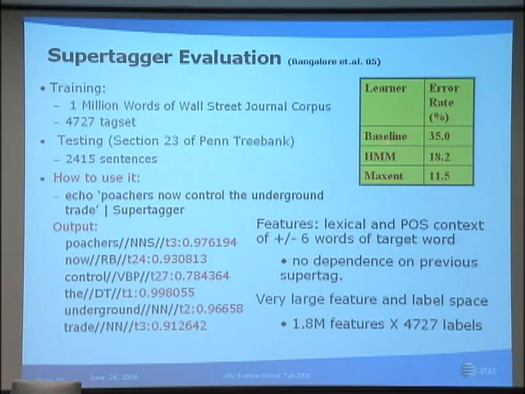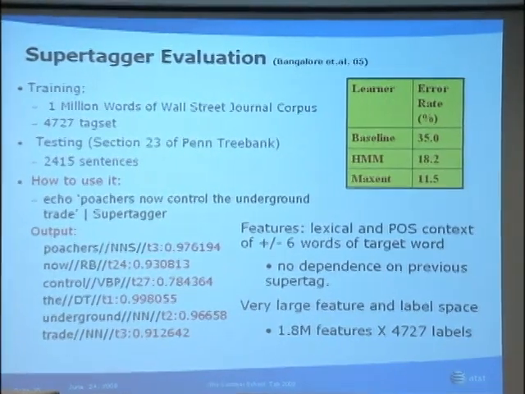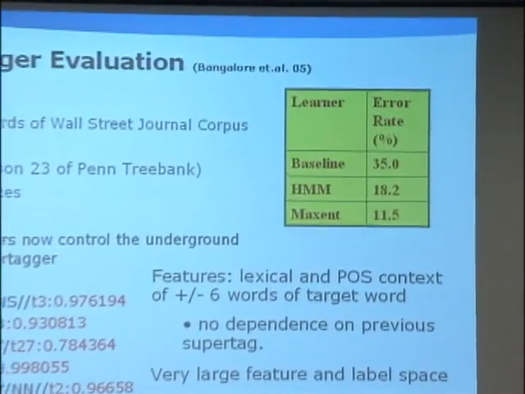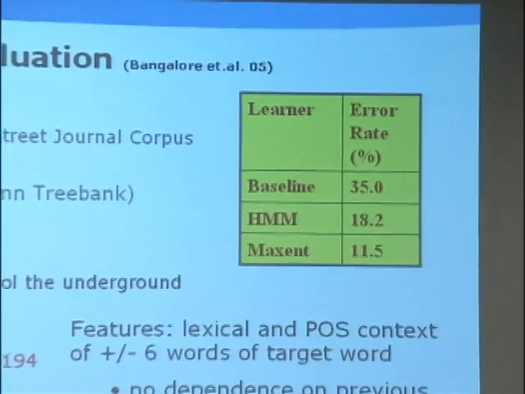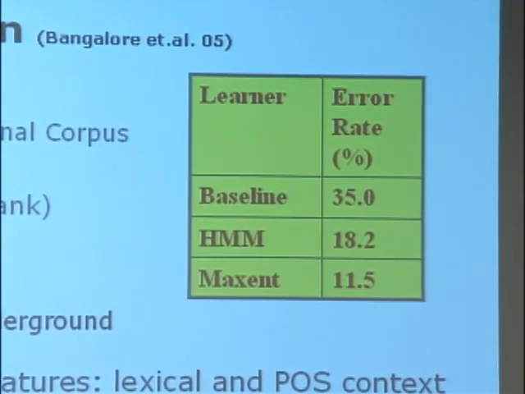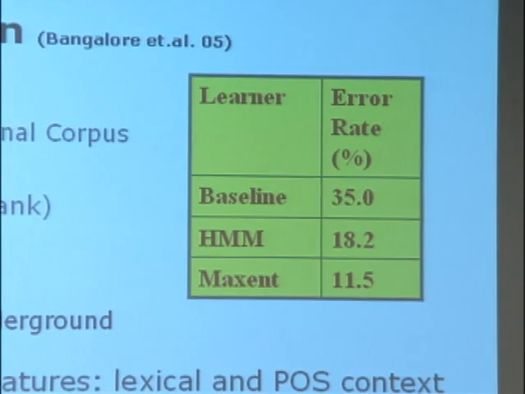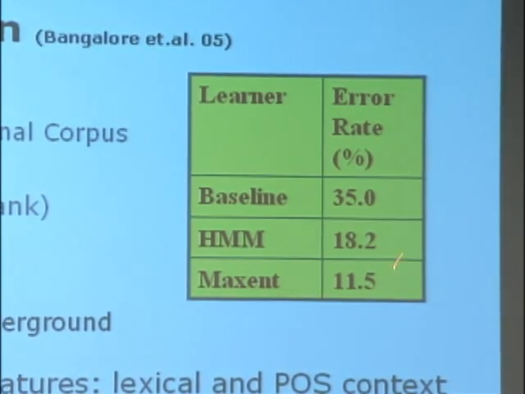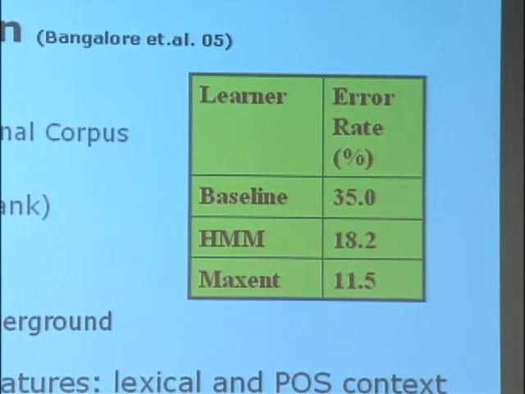In any case, here are the results for this. For an HMM generative model, where these scores are trained generatively, you get about an 18.2 error rate, meaning on a per-word basis, out of 100 words, you're making 18.2 errors. Okay? With a max-ent model, you can drop it to 11.5.